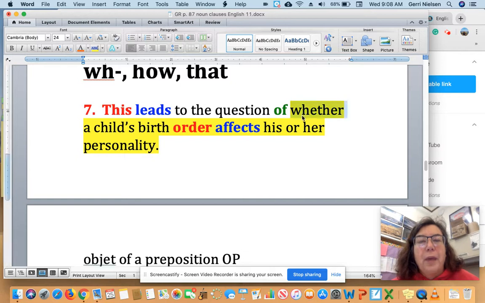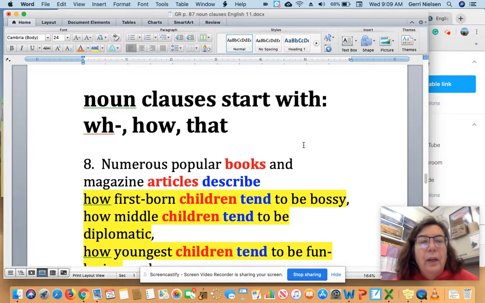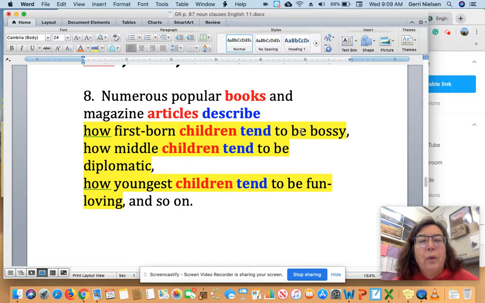It is the thing of which the question leads to. What does it lead to? It leads to this thing, this question. That thing is a noun clause. Number 8, looking at WH words and how and that. We've got an independent clause right up here at the top. It's got a compound subject with books and articles. So books and articles, what do? They describe. They describe three things.